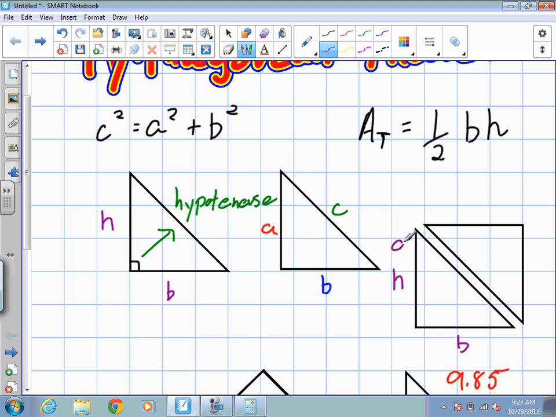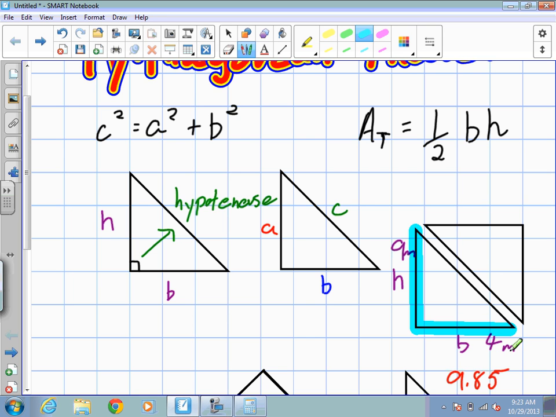Okay, here's our 9, and this was 4. We'll call them meters in this case because we need a unit of measurement. What this states is if I take this height and multiply it by this base, I'll get an area, and then I have to divide it in 2.